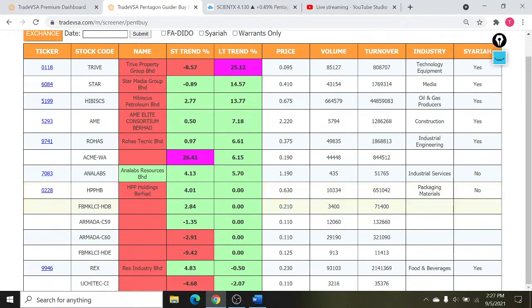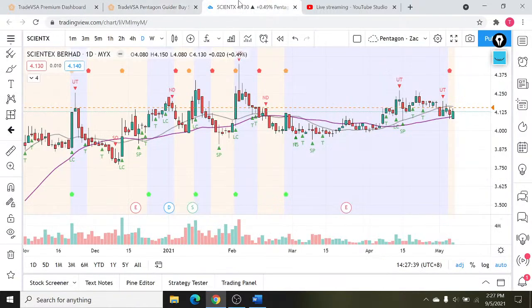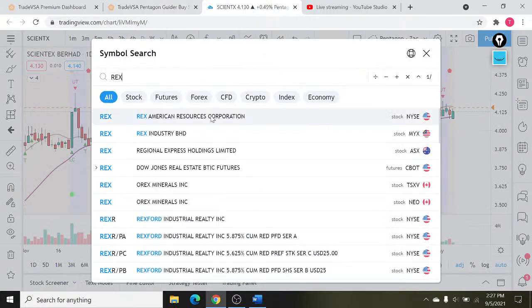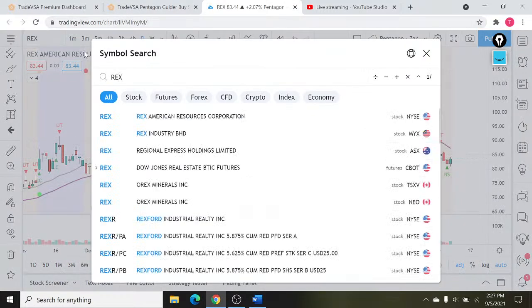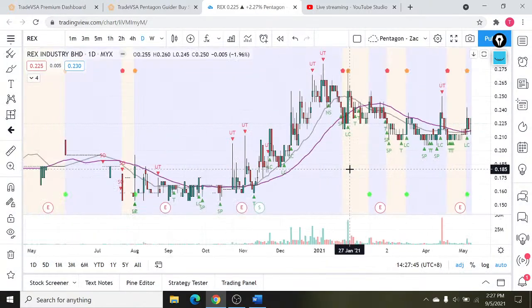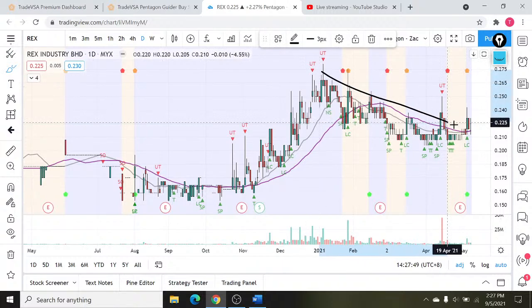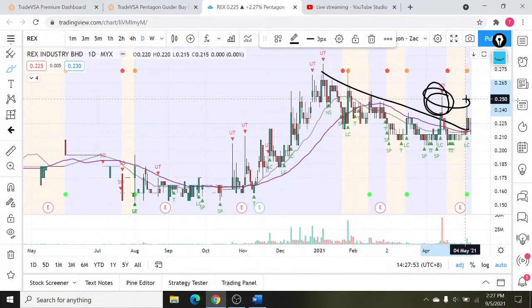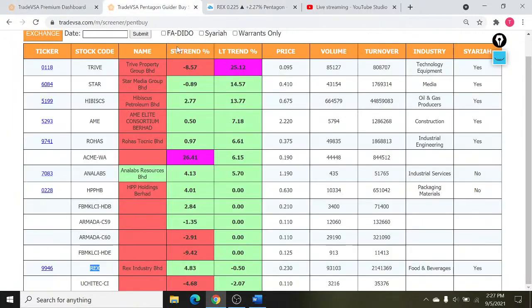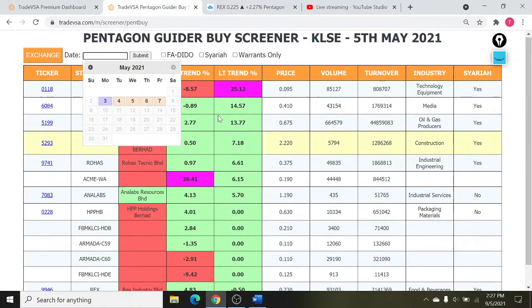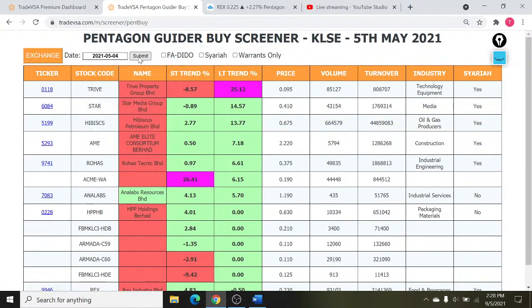Okay, Rex Industry. Oh, sorry. Not interested. This is a bit of a downtrend for me. Yes, it crossed 2040, but there's a big UT around here. Not at the moment. Let's go to another one.